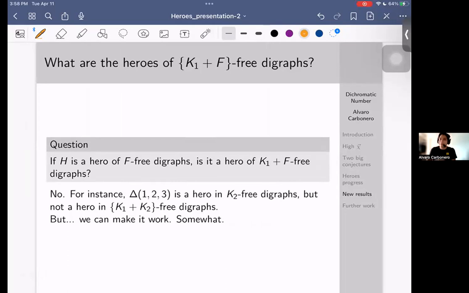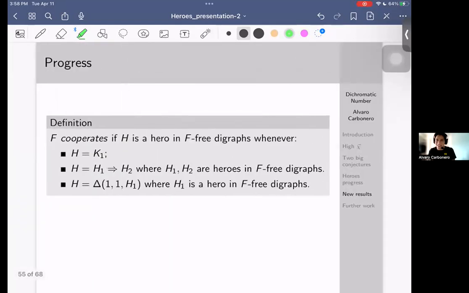So let me start by asking this very simple question. If H is a hero in every digraph, is it also a hero in K1 plus every digraph? So can we add a vertex to F? The answer is no, very simply, because 1, 2, 3 is a hero in K2 because everything is a hero in K2, but it's not a hero in K1 plus K2 as we saw before. So the answer is no, but we can make it work a little bit, as I will explain in a second. That's the kind of motivation of the work that my group did.